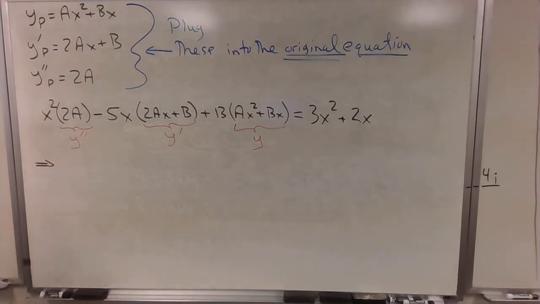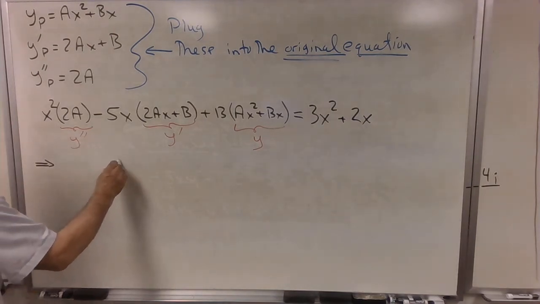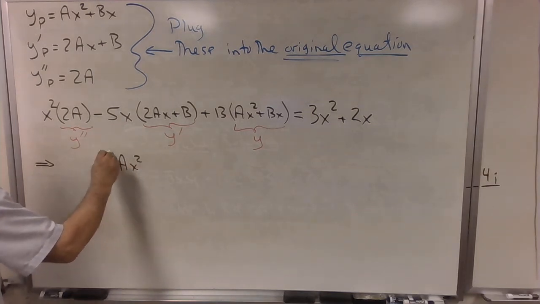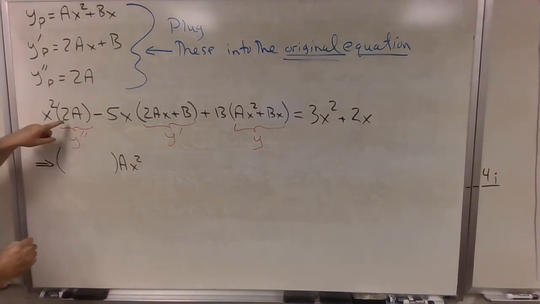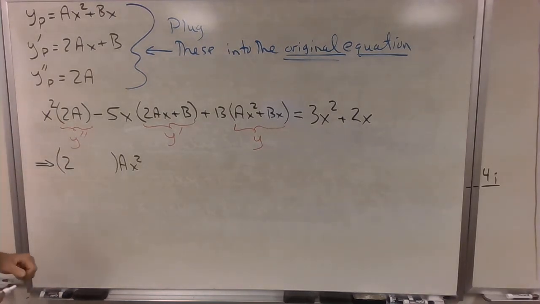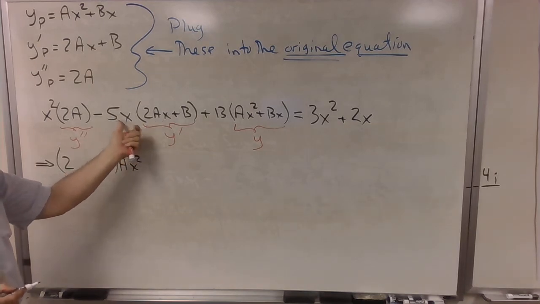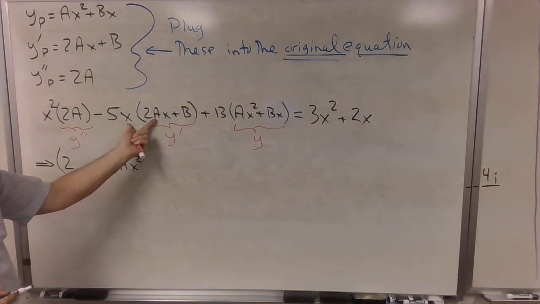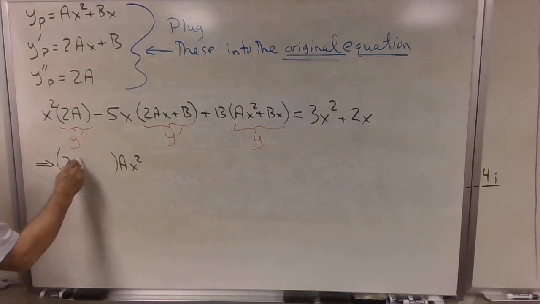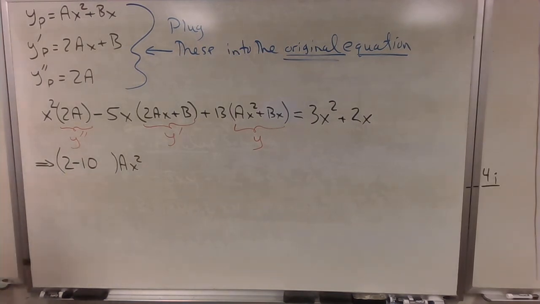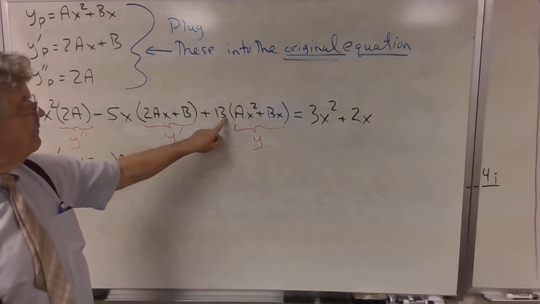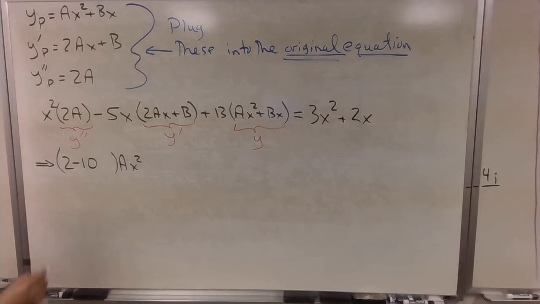Okay, let me tally up my x squareds, my ax squareds. I have 2ax squared, and here I have negative 10ax squared, and here I have 13ax squared.